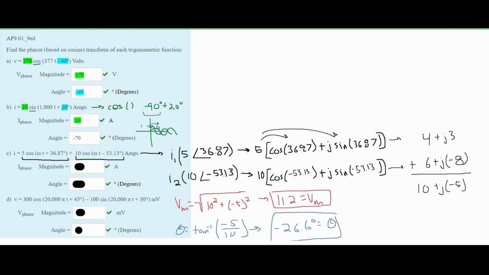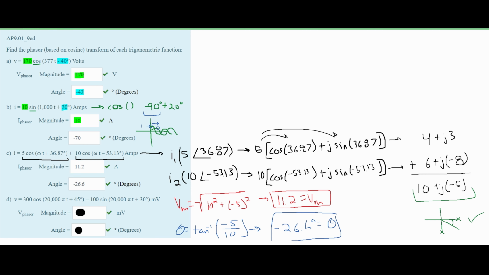Now we need to check if our angle and our equation right here are in the same quadrant. So if we graph this, we can see that our real number is going to be our x, and then our imaginary number is in our y-axis, and it's a negative, so it'll be down here. So it's going to be somewhere in this quadrant. Our angle is also somewhere in this quadrant because it's negative, so this checks out. That means our Vmax should be 11.2, which it is, and our theta, or our angle, should be negative 26.6, which it also is.